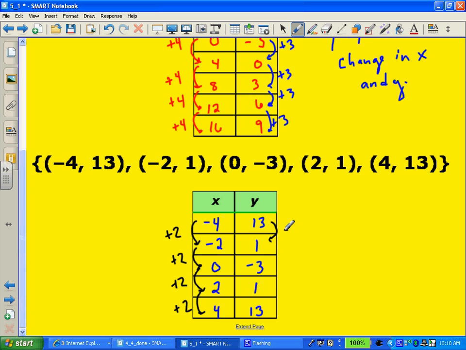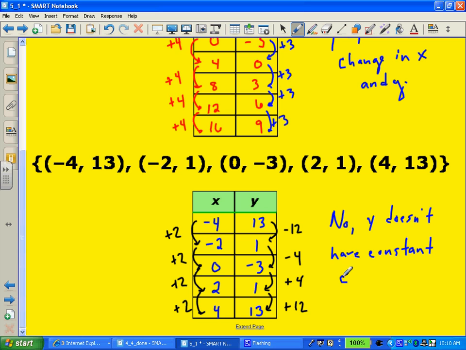So then we're going to check the y values. 13 to 1 is minus 12. 1 to negative 3 is minus 4. Negative 3 to 1 is plus 4. And 1 to 13 is plus 12. Now notice here that these aren't constant, they change. So when they change, the answer is no. And we'll say y doesn't have a constant change.